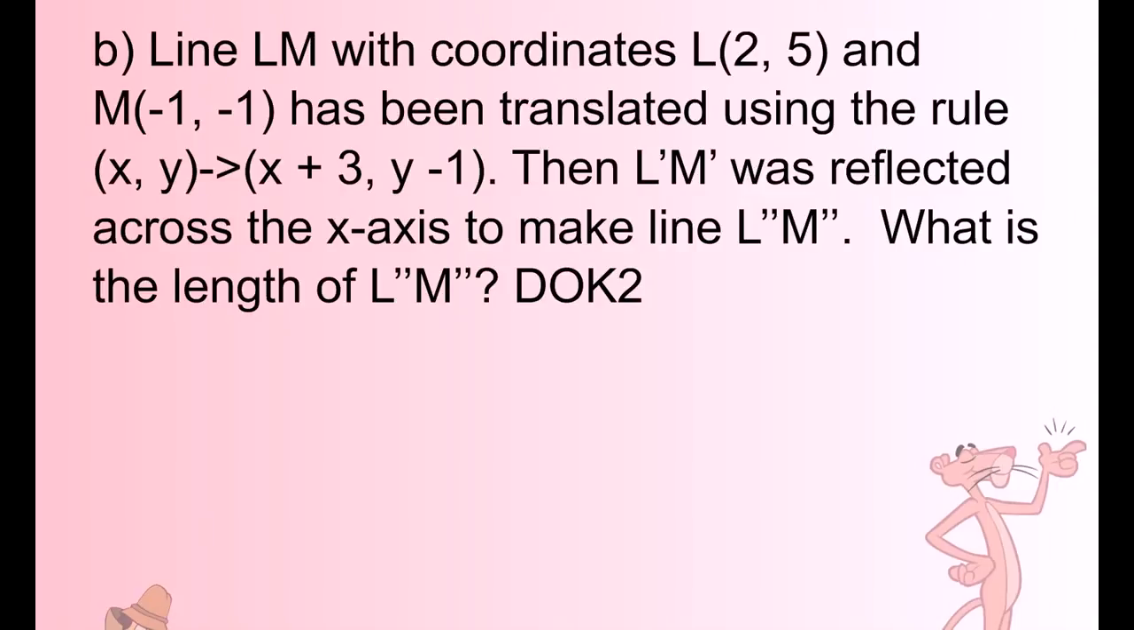Line LM with coordinates L is 2, 5 and M is negative 1, negative 1 has been translated using the rule, and there we see the rule. Then L prime M prime was reflected across the x-axis to make line L double prime M double prime. What is the length of L double prime M double prime?